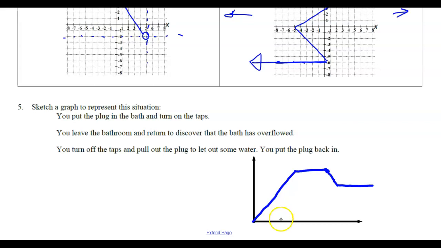This would be time. And this is height of water.